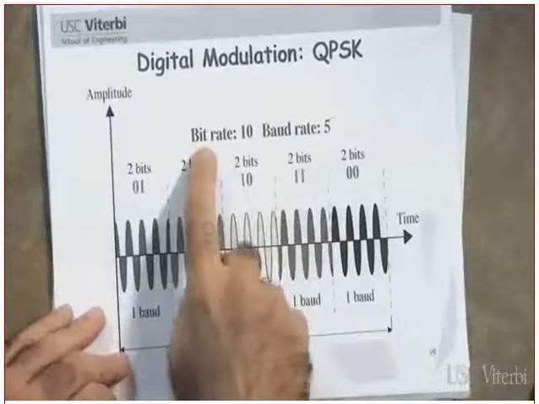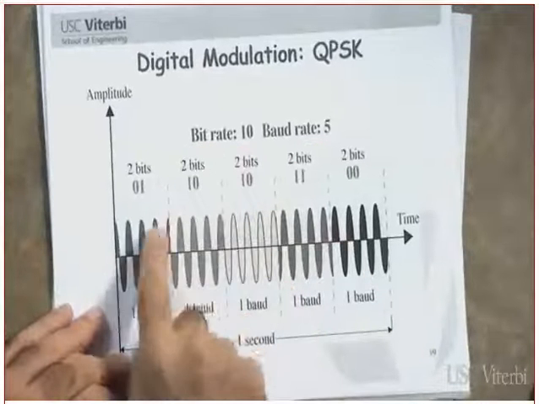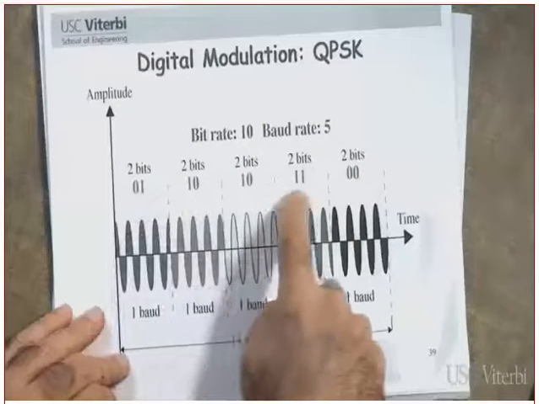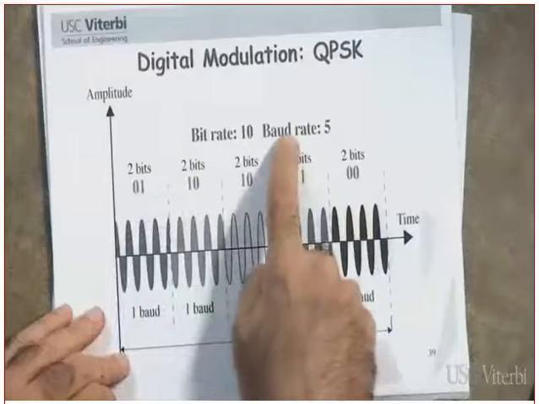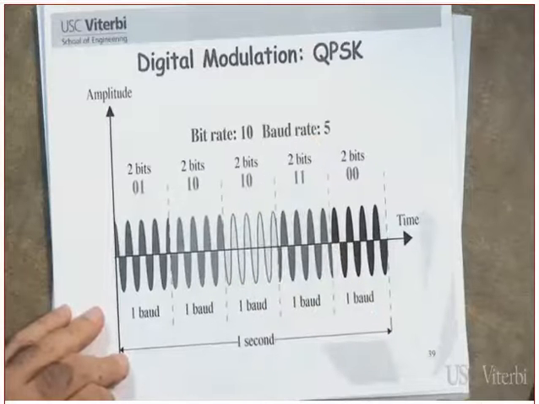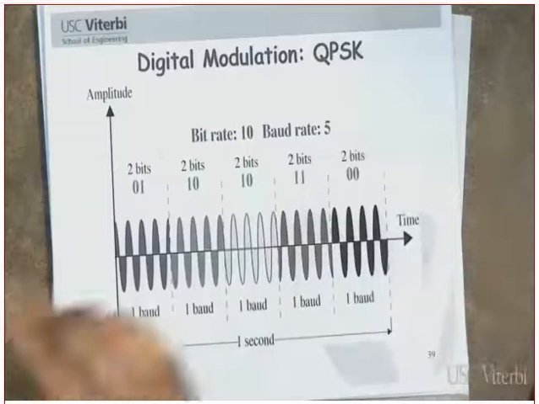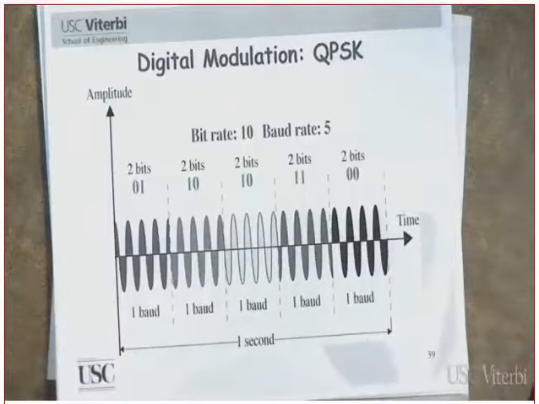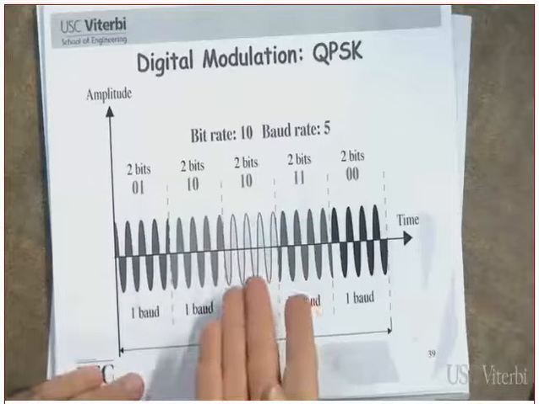How many signals do I need? First of all, what is the bit rate? 10. Yes? 0, 1, 1, 0, 1, 0, 1, 1, 1, 0, 0. What is the baud rate? 5. Are you following me? Why? Because K is equal to what? 2. Every 2 bits, you are generating what? One symbol. Which means what? Every symbol represents 2 bits of information. Clear? Clear? How many phases do I need?